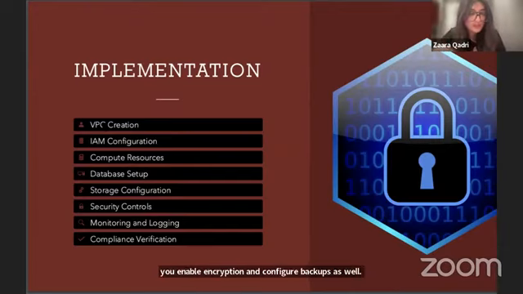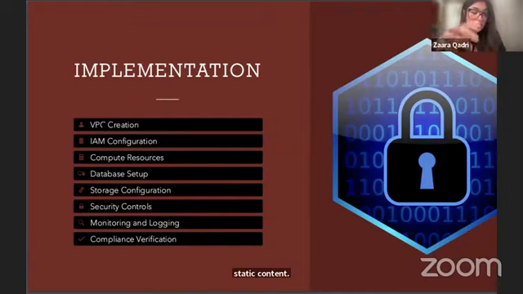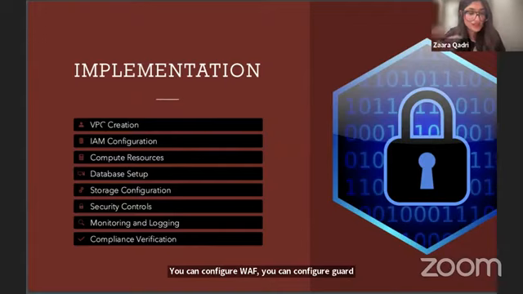Storage configuration. For the storage configuration, you use S3 buckets for storing the logs, backups, and static content. Security controls. You can configure WAF, GuardDuty, security groups, and the NACLs. These are the defenses.